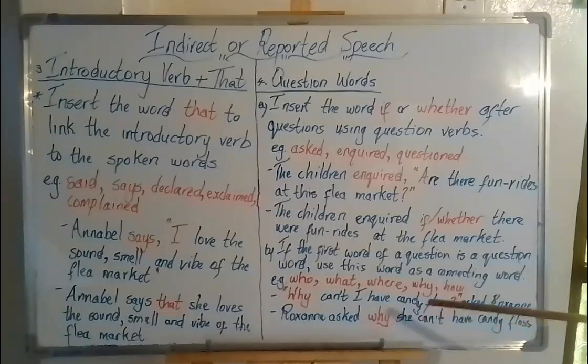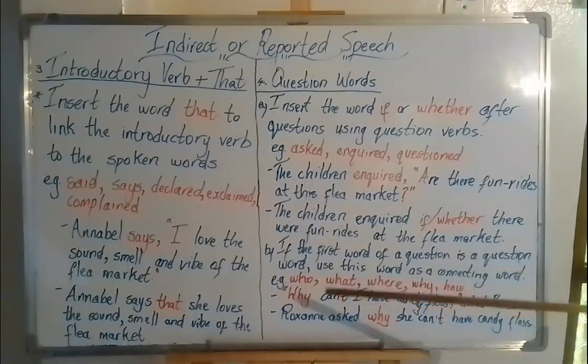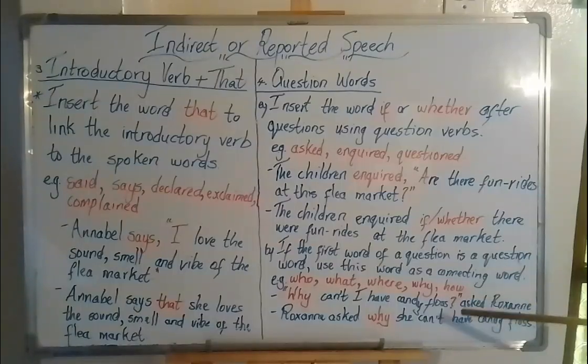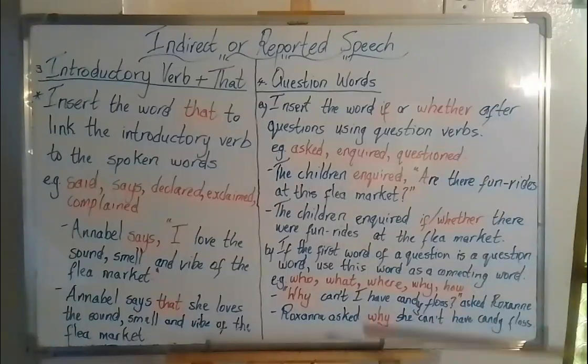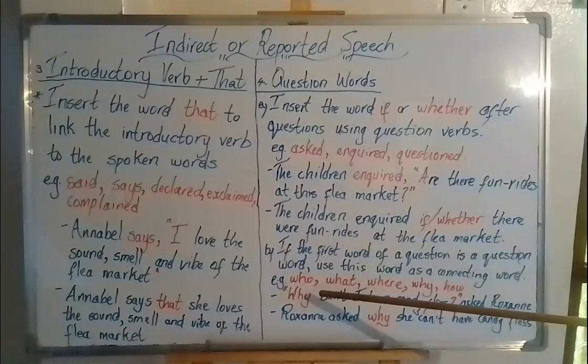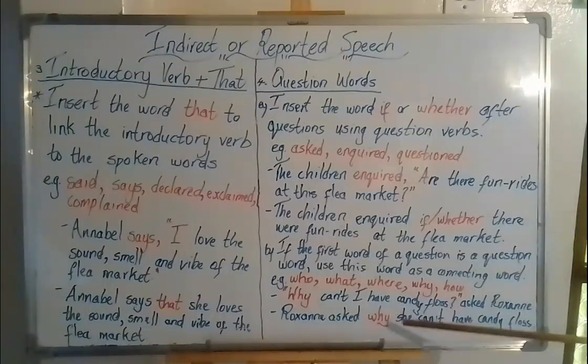So here's our direct speech. "Why can't I have candy floss?" asked Roseanne. So this is a direct speech. It has open inverted commas, it has a question mark at the end, and the first letter starts with a capital letter. But the first word is a question word. So when we turn it into an indirect speech, then that word, which is a question word, connects the sentence. We say Roseanne said why she can't have candy floss.